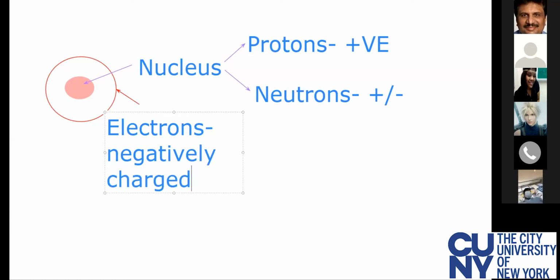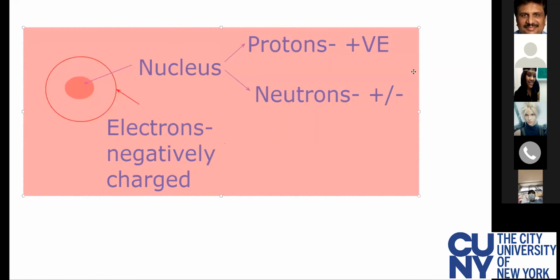Now the question comes, there are positive, neutral, and negative particles. So what is the net effect? The net effect is that the overall charge on an atom is neutral. So an atom is a neutral entity because the positive and the negative charge balance each other.